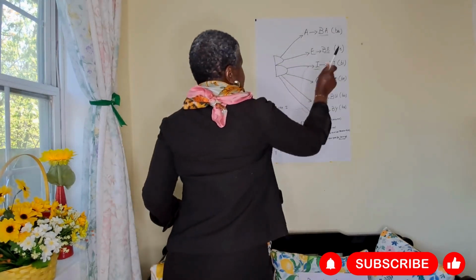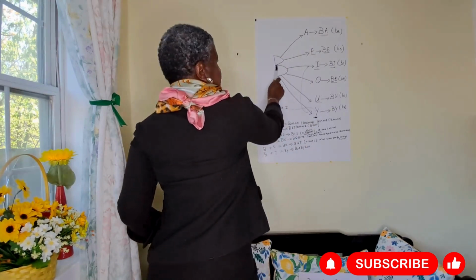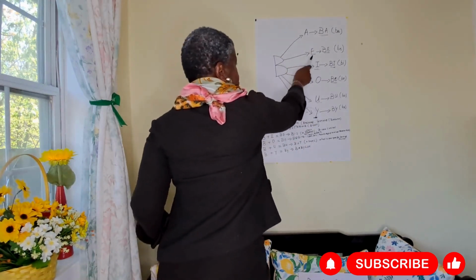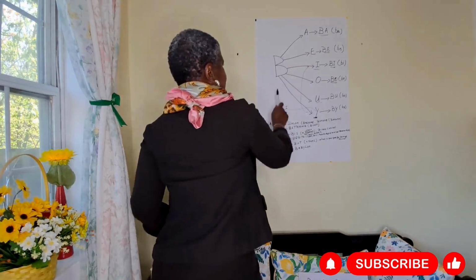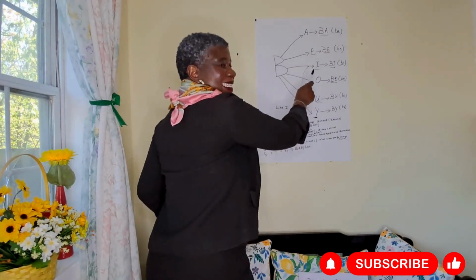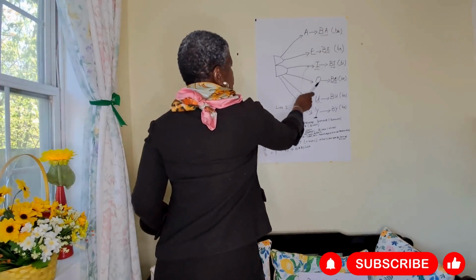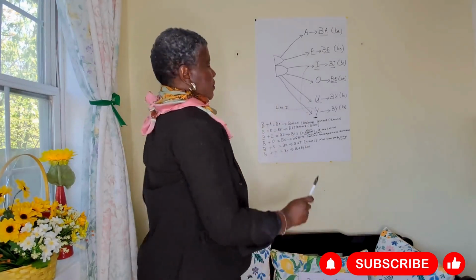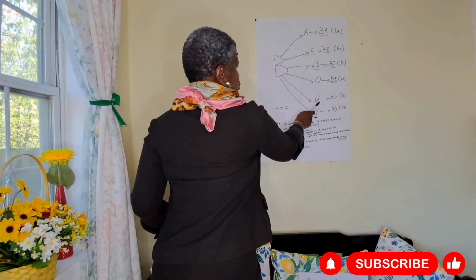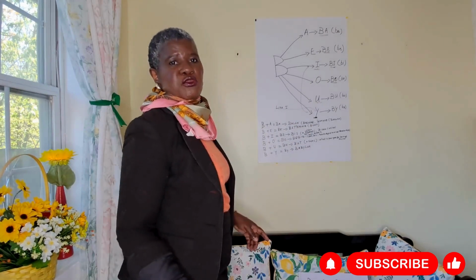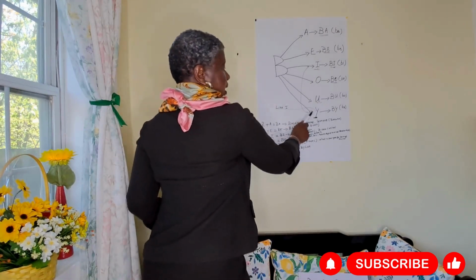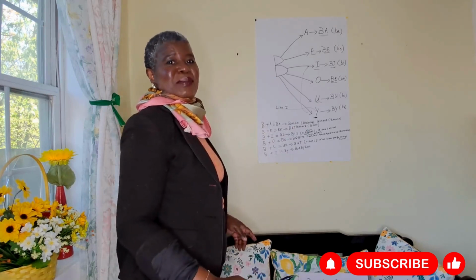B plus A makes ba. B, E makes be. B, I makes bi. B, O makes bo. B, U makes bu. And B, Y makes bi.